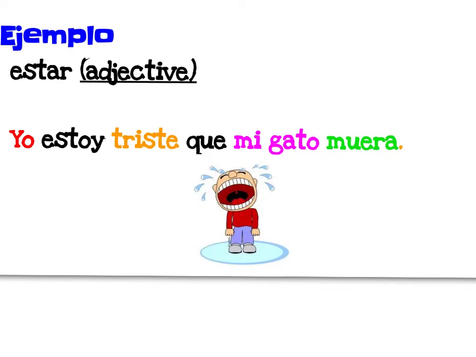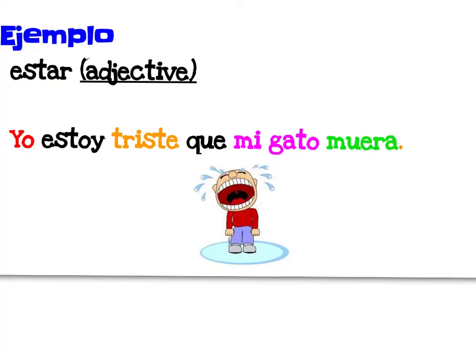Aquí está otro ejemplo. Using estar with any kind of adjective. So here I use yo estoy triste, I am sad. You can also say él está contento, he is happy. Nosotros estamos cansados, we are tired. Anything with estar plus the adjective. Don't forget that estar is used with moods and feelings versus ser, which is used with personality traits.